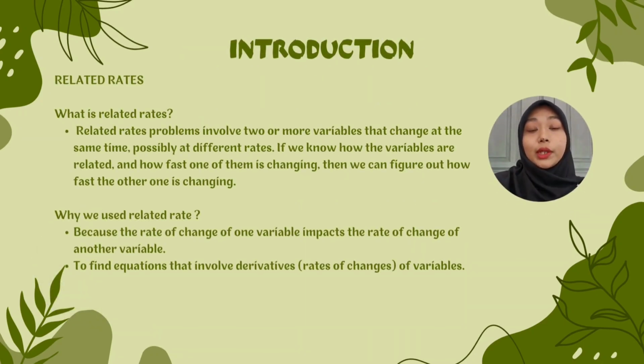For topic 1, we are going to discuss related rates. Before we go further, I'm going to introduce a bit about related rates. So what is related rates? Related rates is a problem involving two or more variables that change at the same time, possibly at different rates. If we know how the variables are related and how fast one of them is changing, then we can figure out how fast the other one is changing. This usually involves writing an equation relating the two variables and taking the derivative of the equation with respect to time. Implicit differentiation is often used.